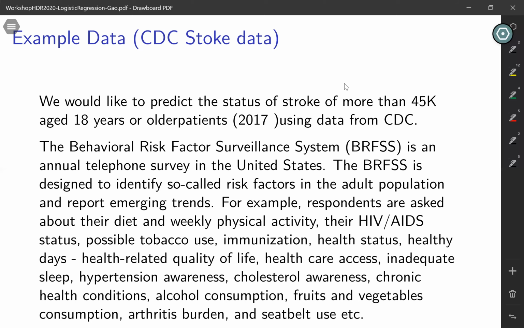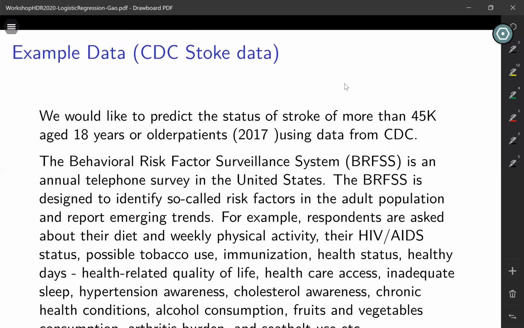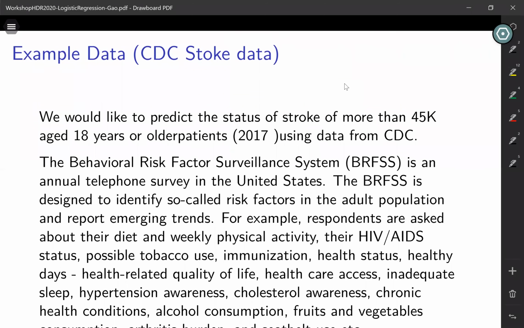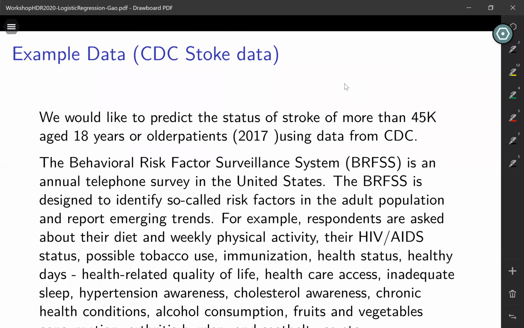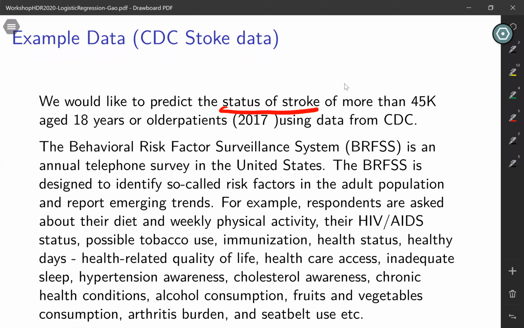All right. So next, I'm going to show you how to conduct logistic regression using example data. I'm going to use the CDC stroke data. This data is from a bunch of surveys, where they asked many patients across the United States about a bunch of variables and whether they have had a stroke or no stroke. So here our dependent variable, the Y, is the status of stroke. Some people got a stroke and some people didn't.